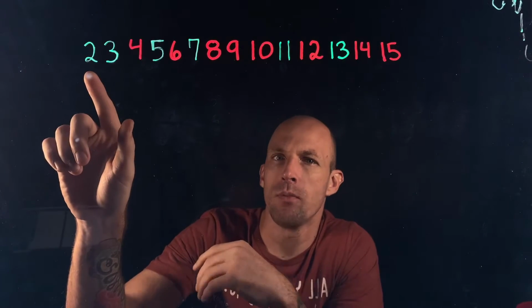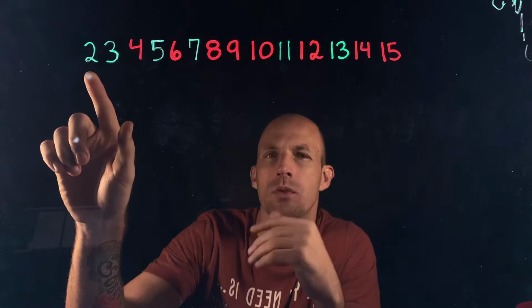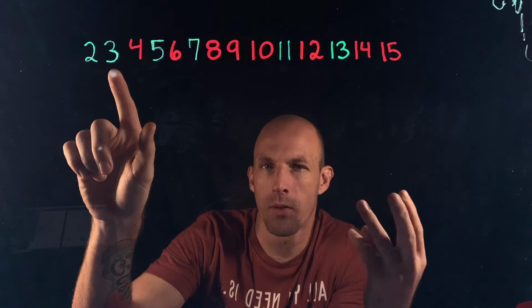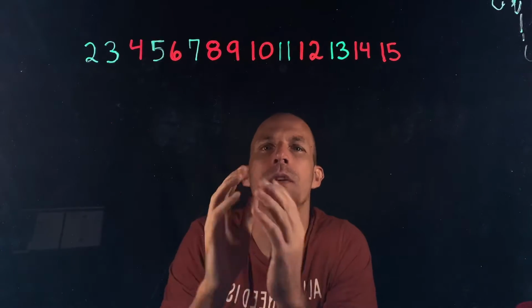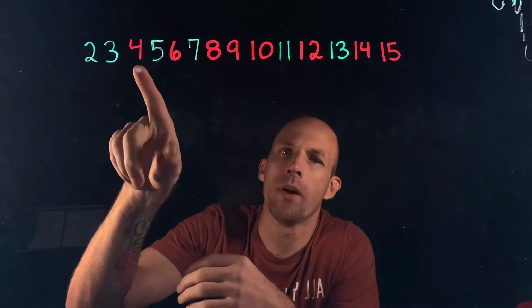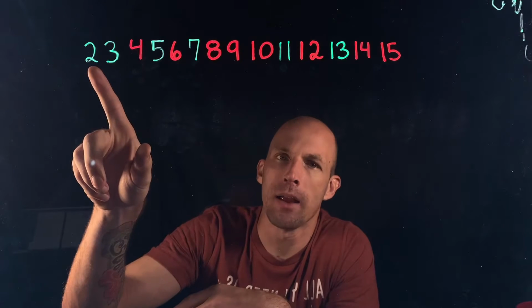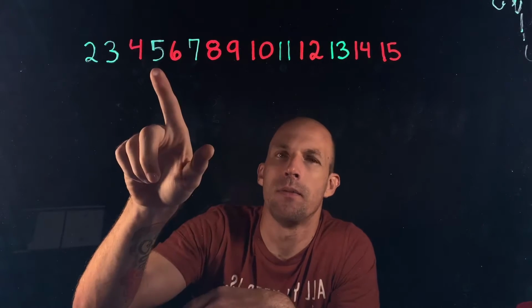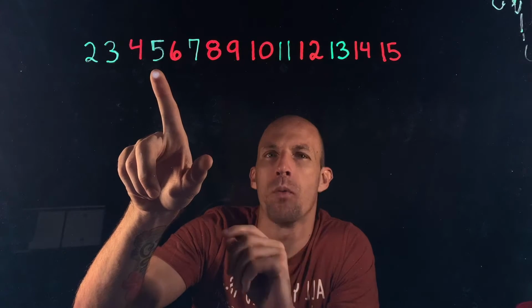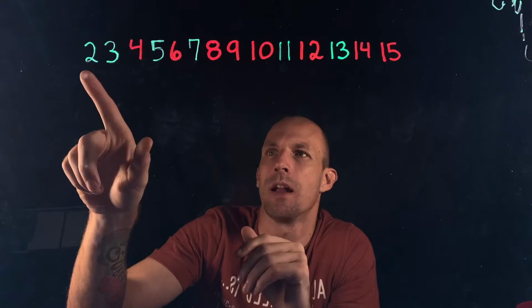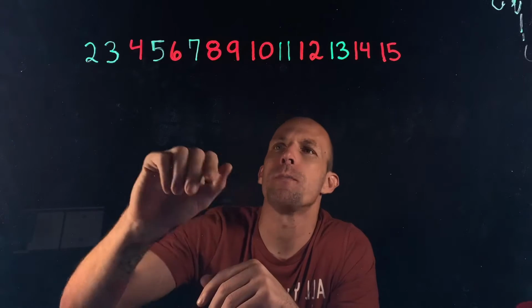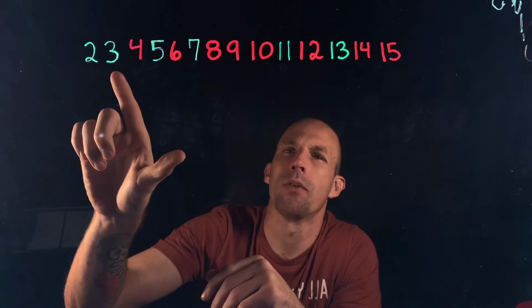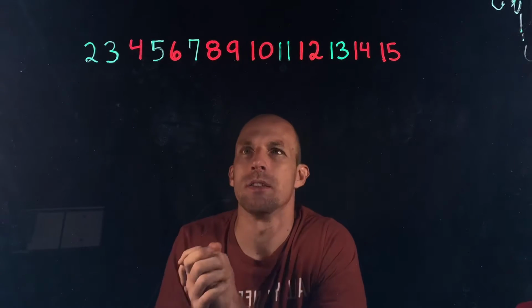2 is divisible by only 1 and itself, so 2 is prime. 3 is divisible by only 1 and 3, by 1 and itself, so 3 is prime. 4, on the other hand, is divisible by the prime number 2, so 4 is composite. 5, divisible only by 1 and itself. It is not divisible by 2, 3, or 4. 5 is prime. 6 is divisible by 2 and 3, so 6 is a composite number.